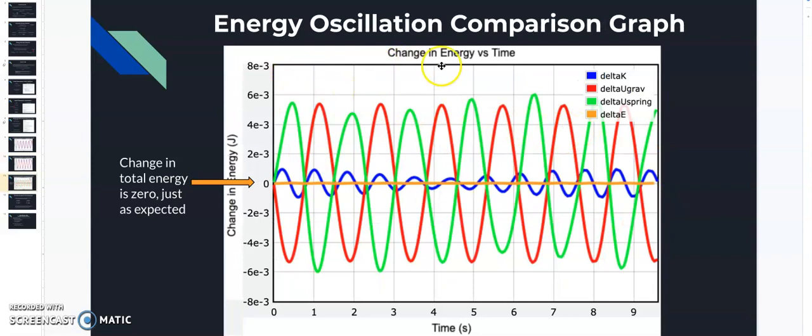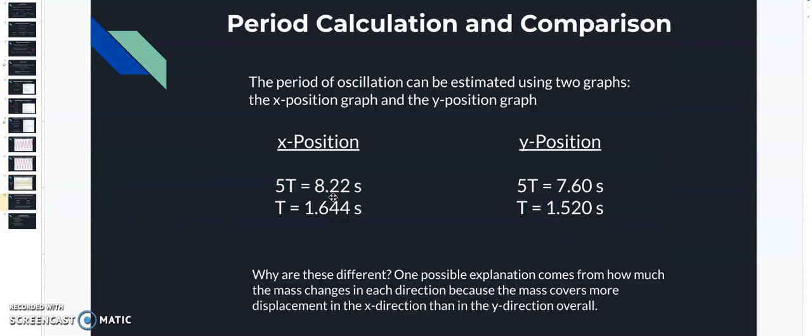And so this is the energy oscillation comparison graph. So we have delta K fluctuating, and we have delta U gravity and delta U spring. Remember, these are the changes in energy, but we have those two, the gravitational and spring changes in potential energy, opposite of each other. And because all of these cancel out, we see that the total change in energy, delta E, is 0, just as expected. So the energy principle is conserved and correct here.